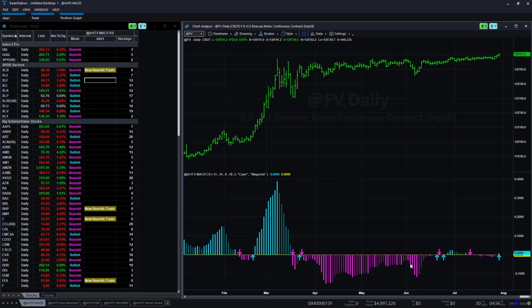All right, so let's go to RadarScreen. The color of the MACD is here. If it's bullish or bearish, it's blue or red.